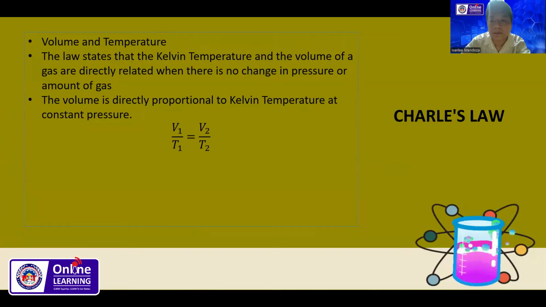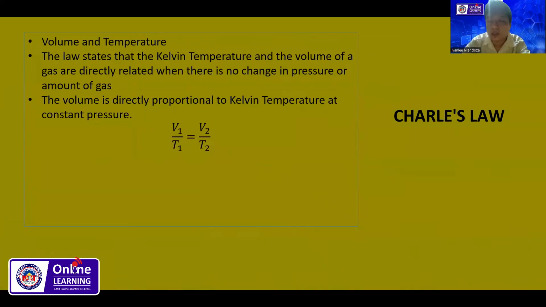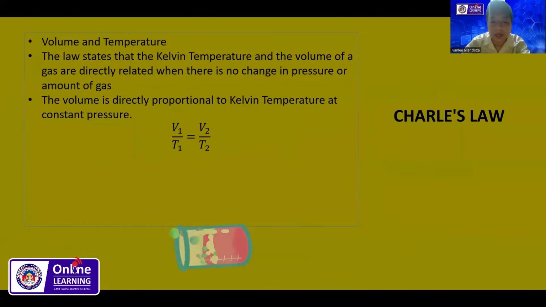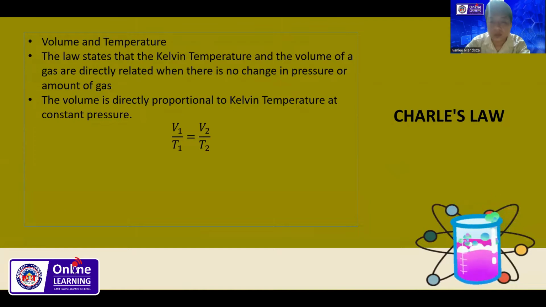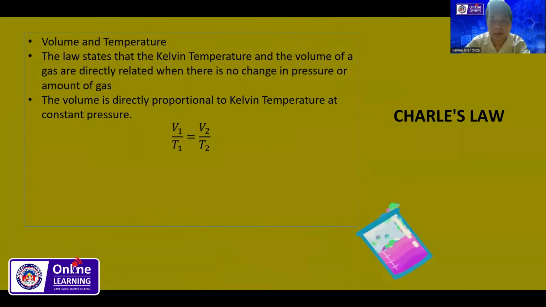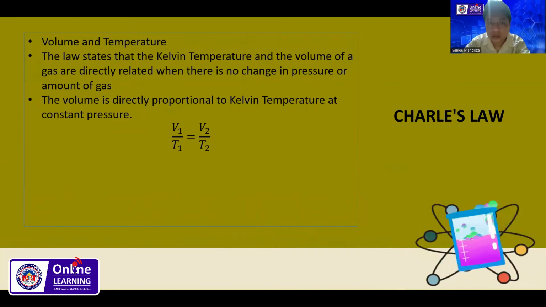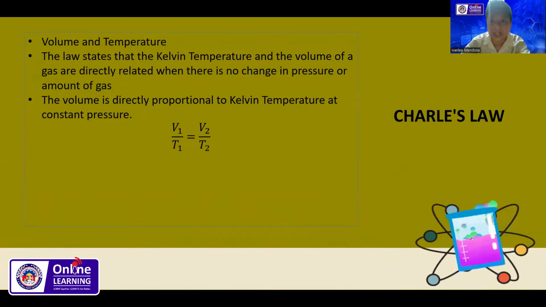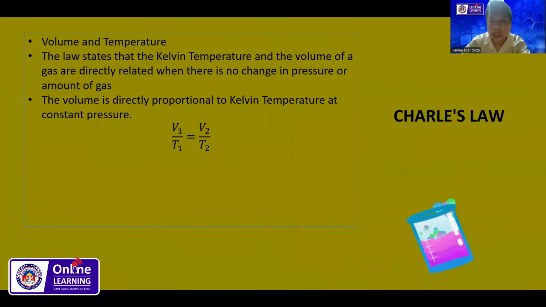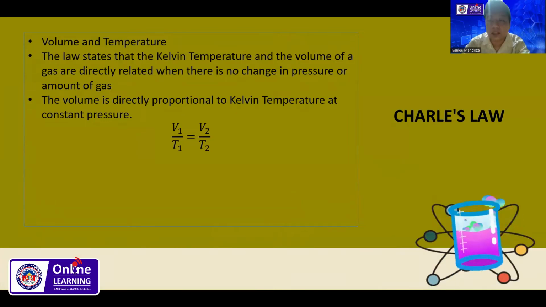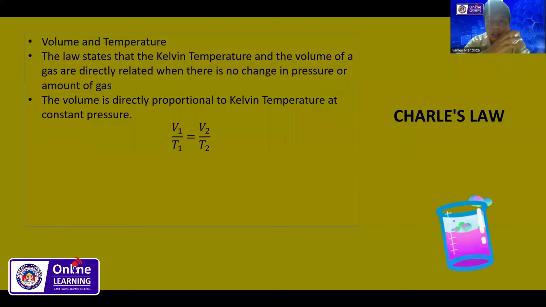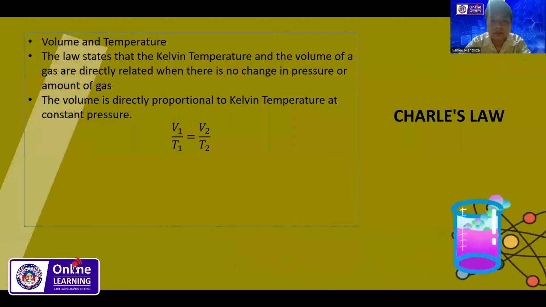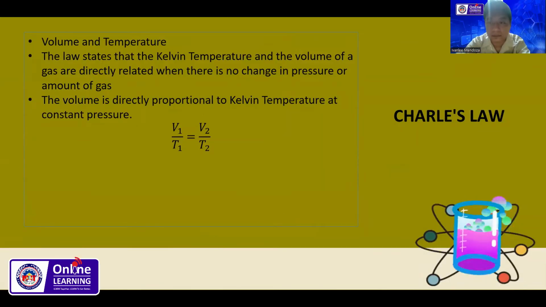Now we have here the formula for Charles' law. V1 over T1 is equivalent to V2 over T2, or initial volume divided by initial temperature, which is equivalent to final volume divided by final temperature. But take note that temperature should be expressed in absolute temperature, wherein the unit is Kelvin. So we need to use the absolute temperature in Kelvin in solving Charles' law, for both initial and final temperature.